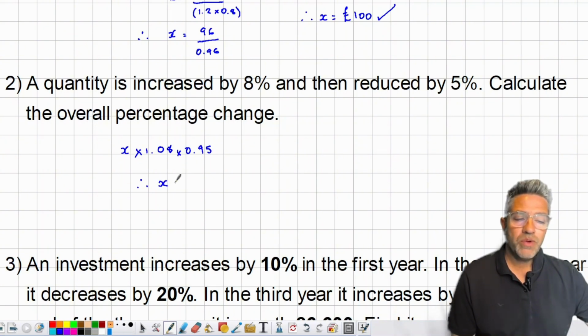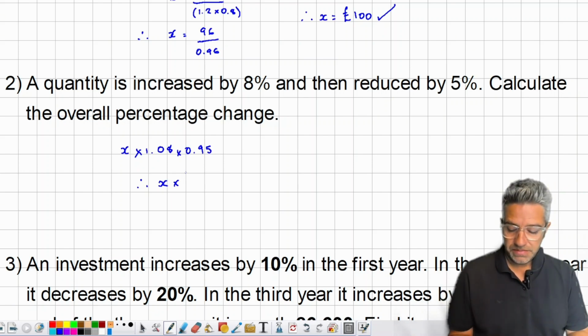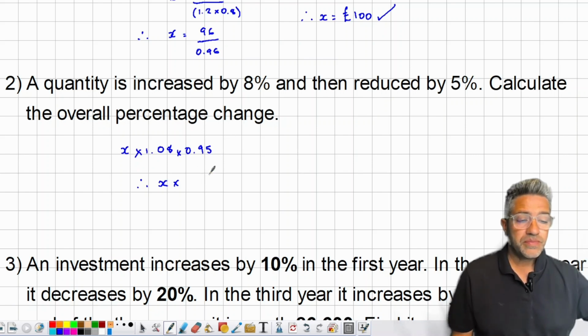Therefore, we will be left with x times, and this would be a good time to take your calculator, 1.08 times 0.95. Change the format of my answer to a decimal, times 1.0026. Therefore, the percentage change would be a 2.6% increase.